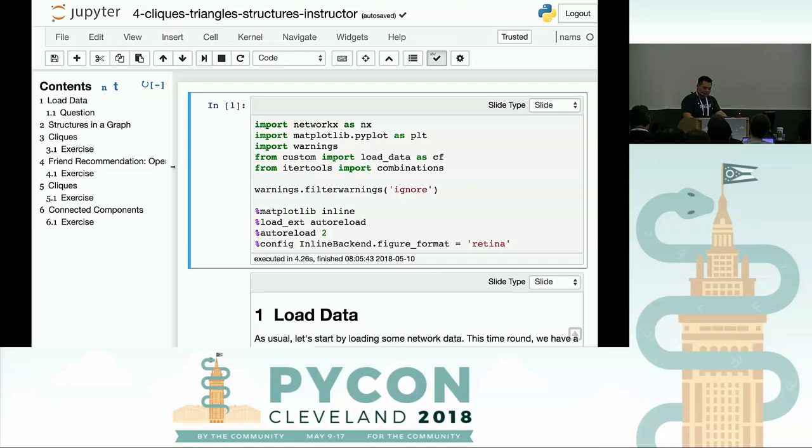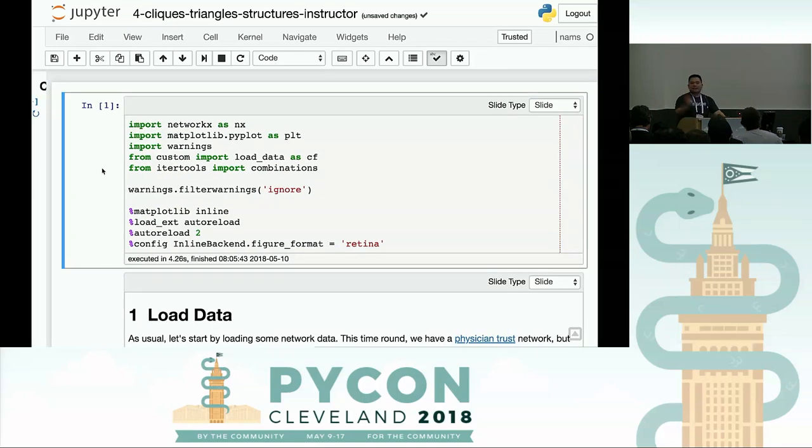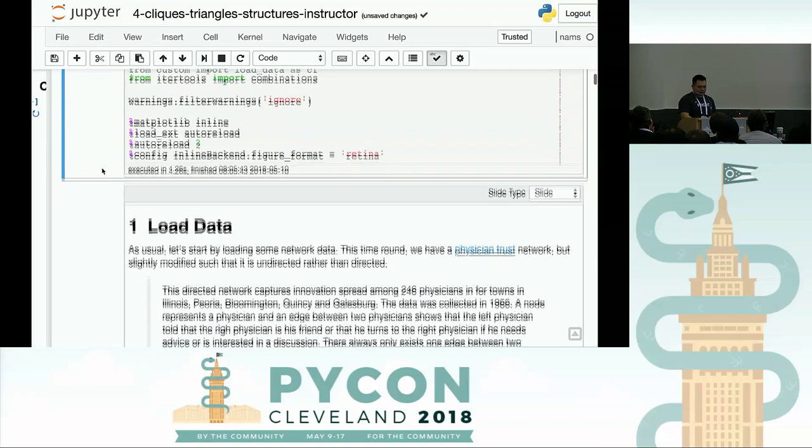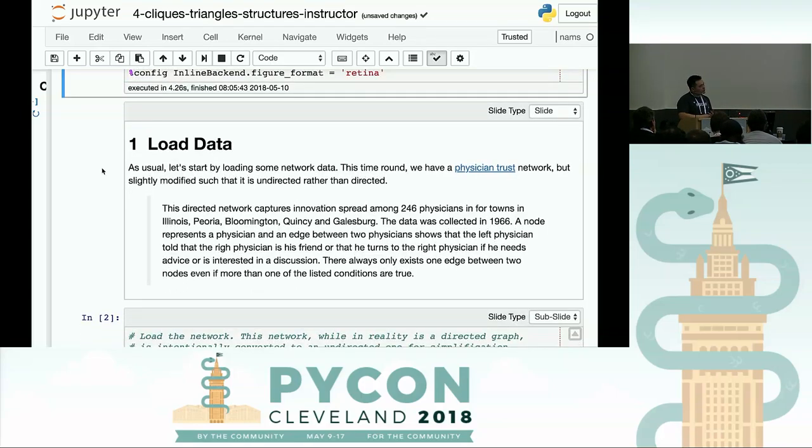Notebook 4 is on a slightly different topic. It's on not finding interesting nodes or finding paths in a graph, but rather finding interesting structures. When we talk about structures, we commonly think about communities, groupings of nodes that form some natural kind of community. But how do we define a community? There are many ways to do it, depending on the problem. Even simpler than that is this notion of a clique. We're going to introduce the notion of a clique as well. So let's start by introducing the data set.